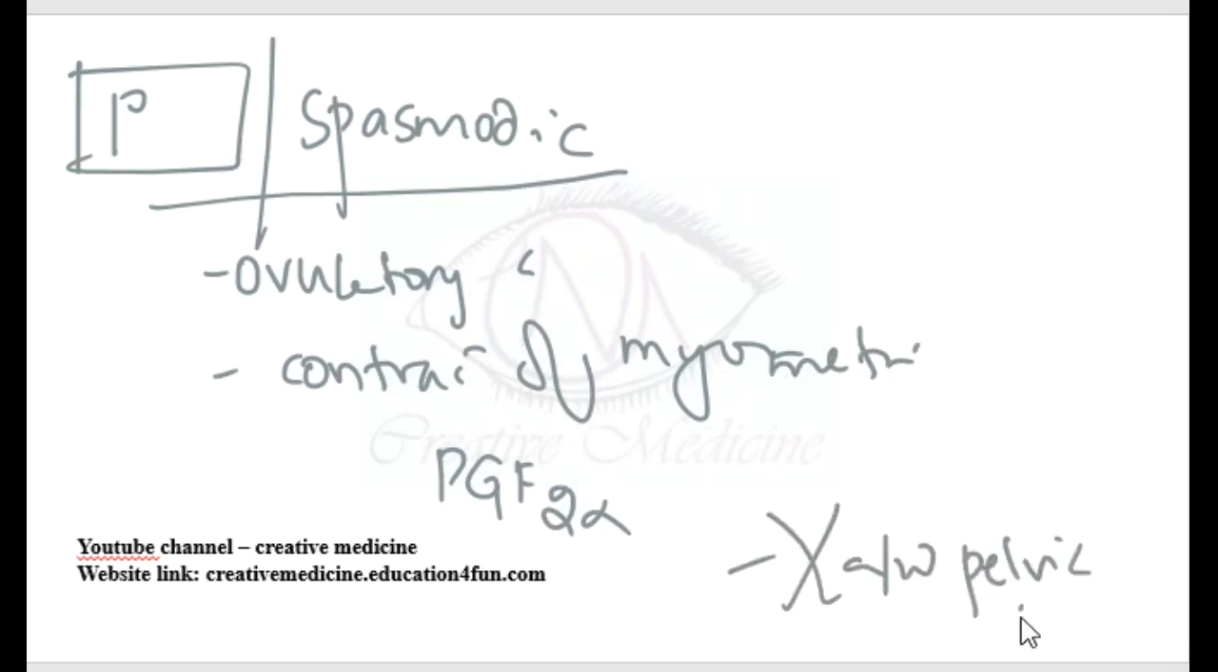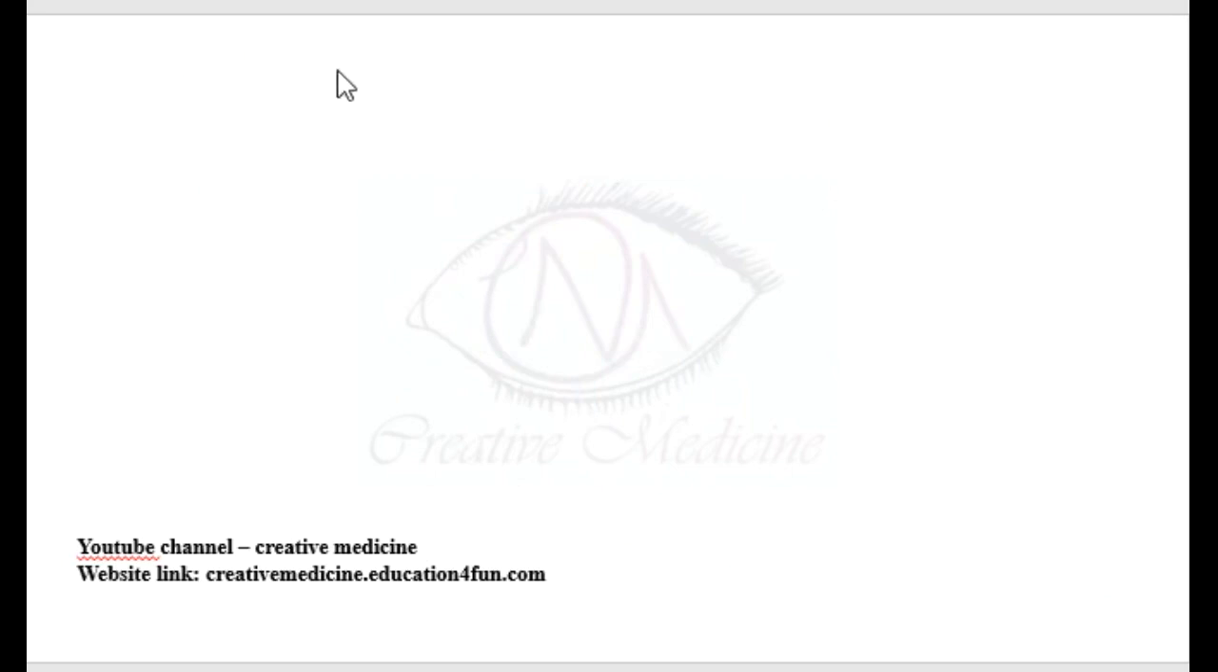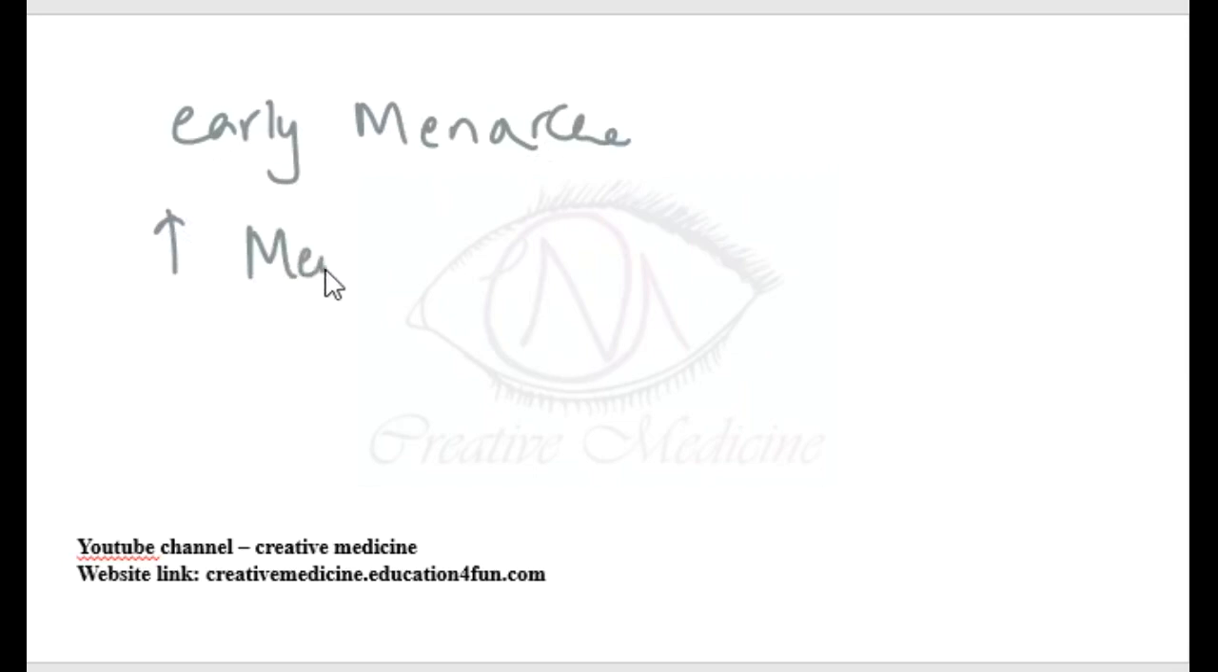The patient is usually a young female with complaints of pain during the menstrual cycle since 1 to 2 years after menarche. Initially, there is no pain because the cycles are anovulatory. It is more common in females who have early menarche, or if there is an increased intermenstrual period, or if there is increased menstrual flow, there will be pain.